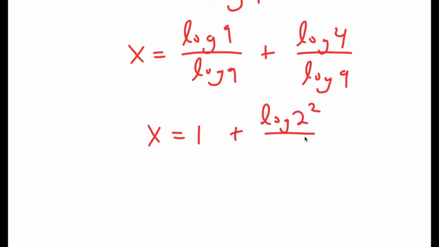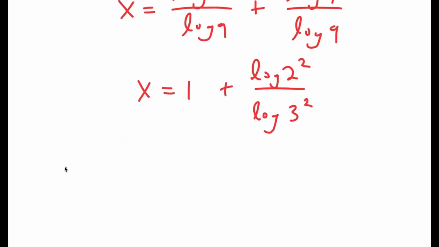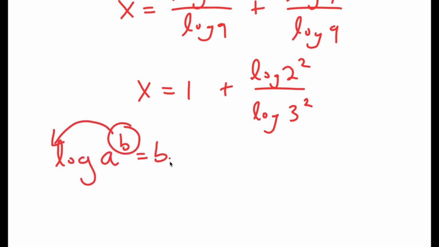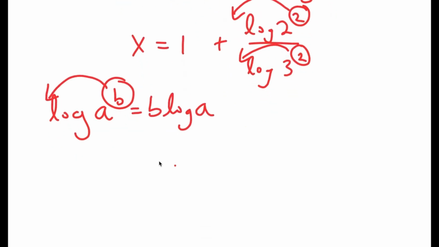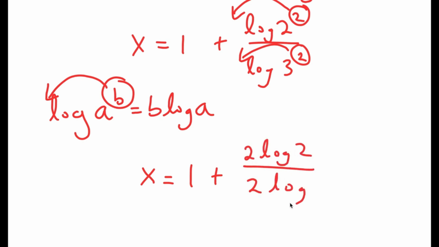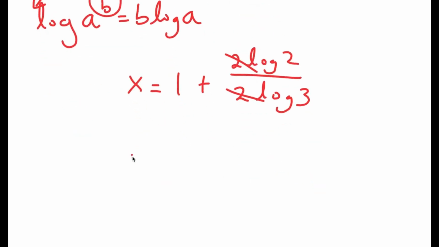log of 2 squared over log of 3 squared. And if I have something in the form log of a to the power of b, I can move this exponent b to the front, so this turns into b times log a. In this case, I can move 2 to the front over here, 2 to the front over here. So I get x is equal to 1 plus 2 times log 2 over 2 times log 3. From here I can cancel out these two 2's. So I get x equals 1 plus log 2 over log 3.